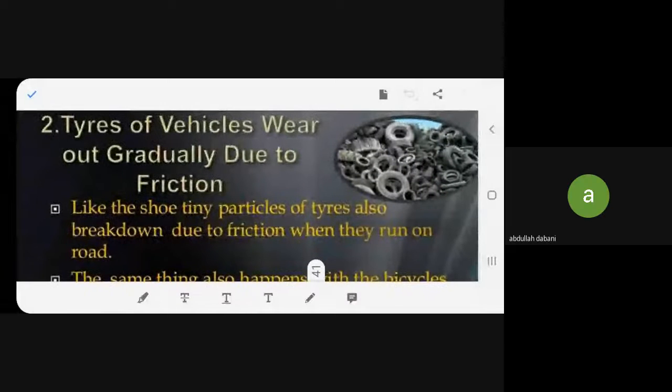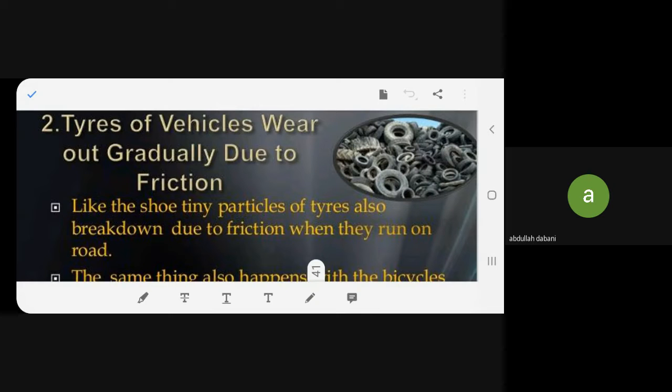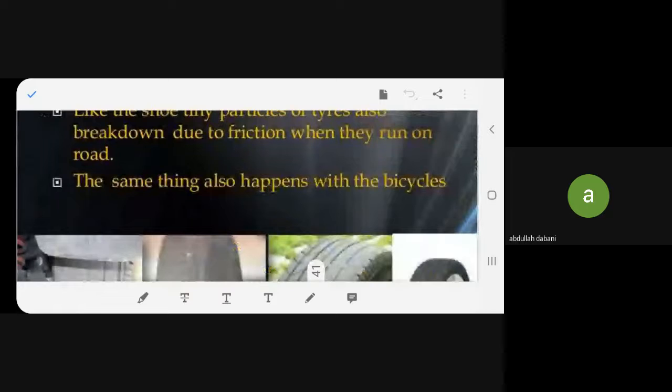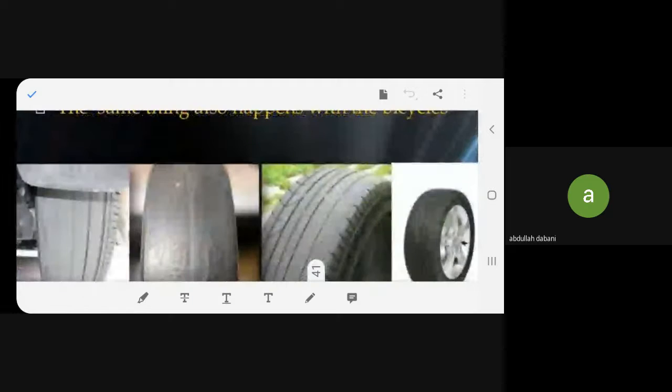Start to read. Number 2. Tires of vehicles wear out gradually due to friction. Like the shoe, tiny particles of tires also break down due to friction when they run on road. The same thing also happens with the bicycles. They break down due to this friction.